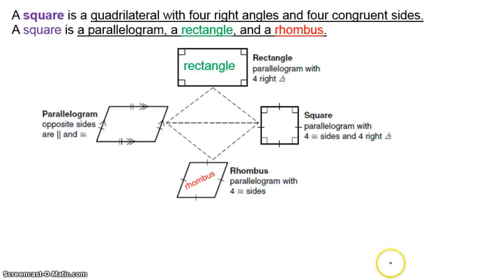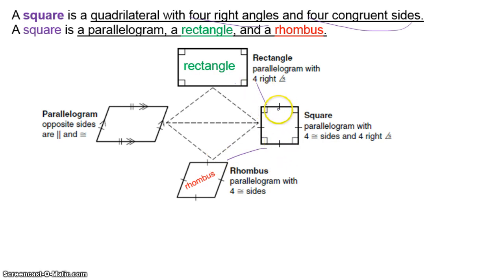And our last special parallelogram is our square. Why is our square so special? It is special because it takes the property of the rectangle, the four right angles, and it takes the property of the rhombus, which is four congruent sides. So if you take a look down here at your diagram that we've given you, your square takes those properties of the rectangle, and it takes those properties of the rhombus. It takes the congruent sides here. It takes the right angles here.